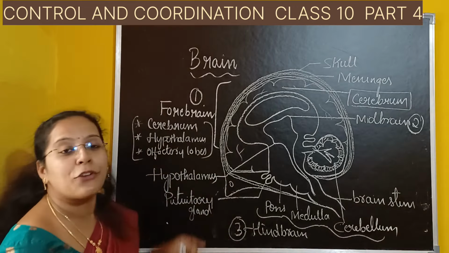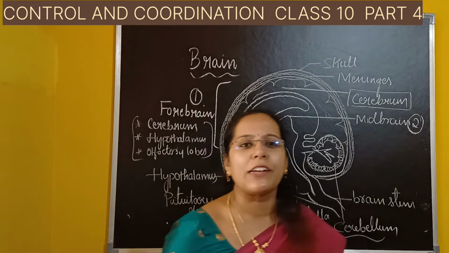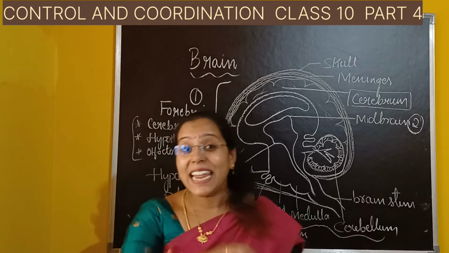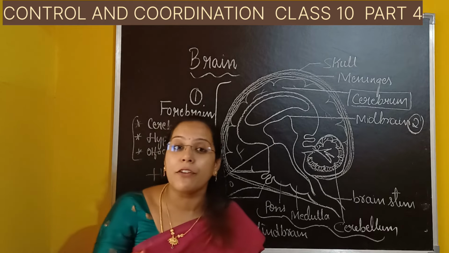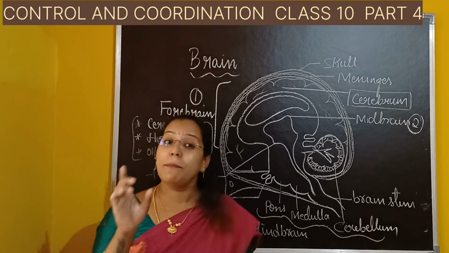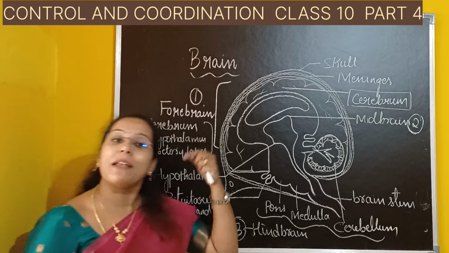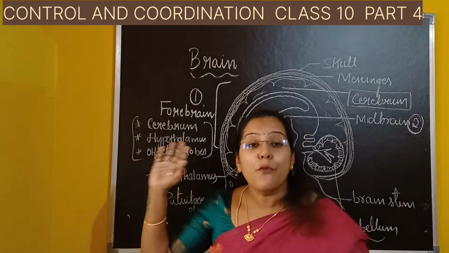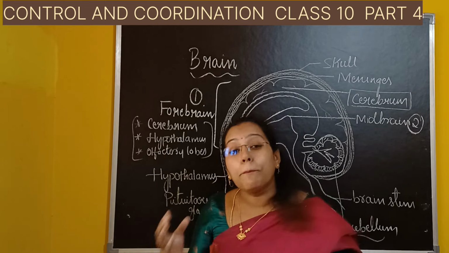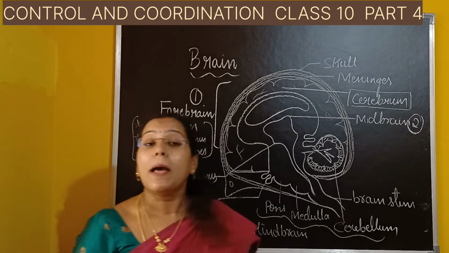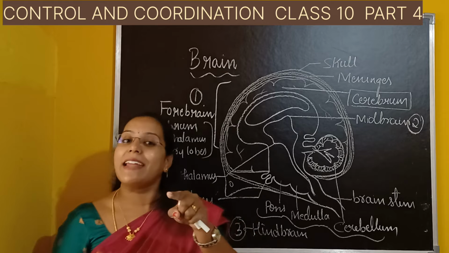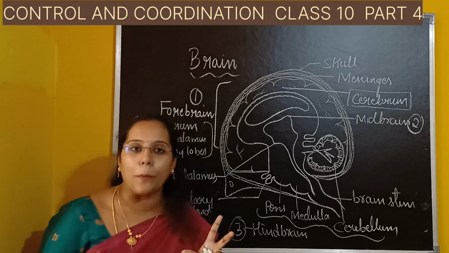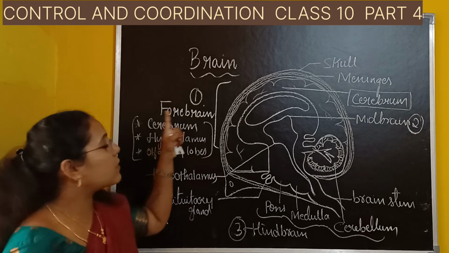Moving to next, olfactory lobes. Whenever we talk about olfactory lobes, olfactory is something which is related to smell. So any smell that you get from the external environment will be identified, will be recognized by this lobe which is present in the brain. See students, it is not only that olfactory lobes are present in the forebrain. There are so many lobes: temporal lobe, occipital lobe, parietal lobe. But all these lobes you will be studying in class 11th. So with respect to class 10, you must know what is olfactory lobe. Clear? So this is all about the forebrain.